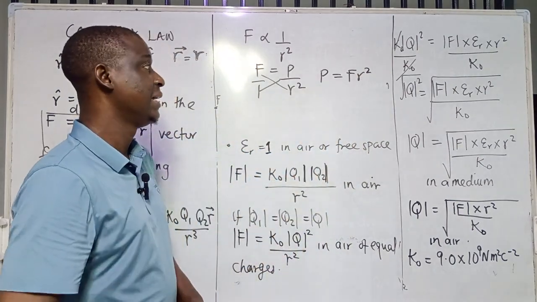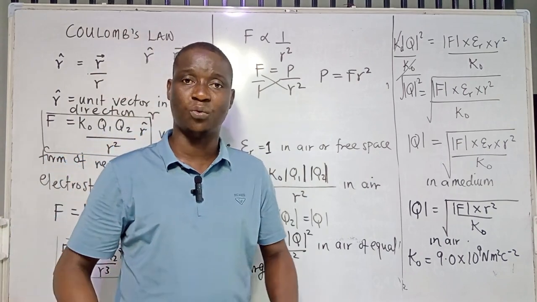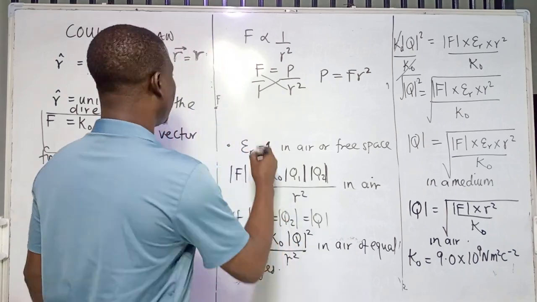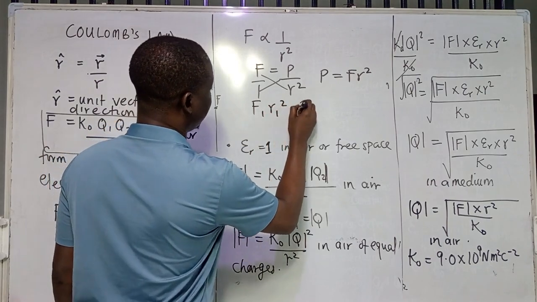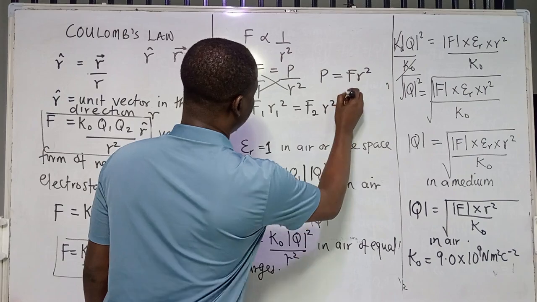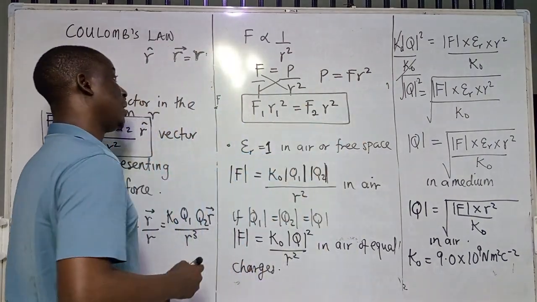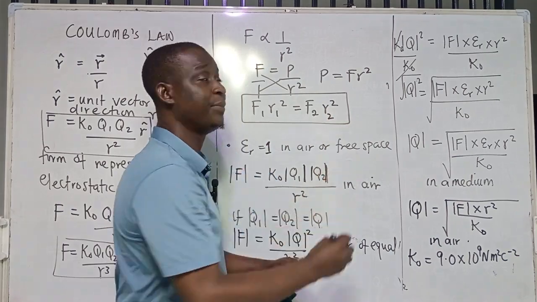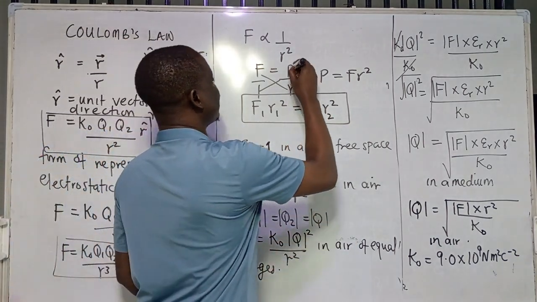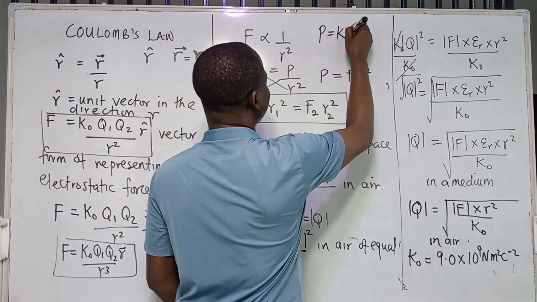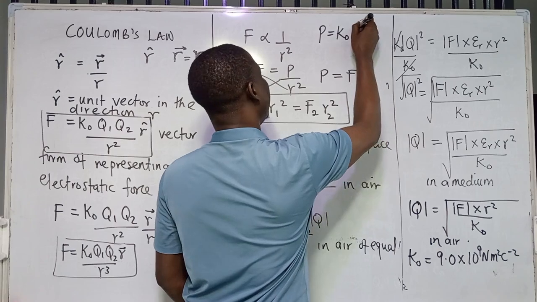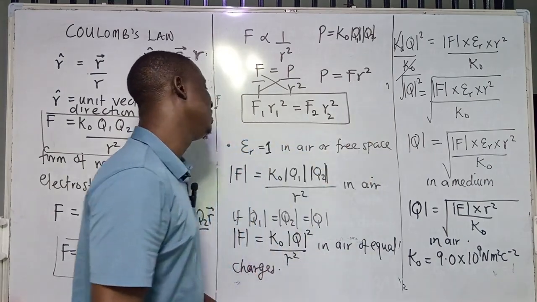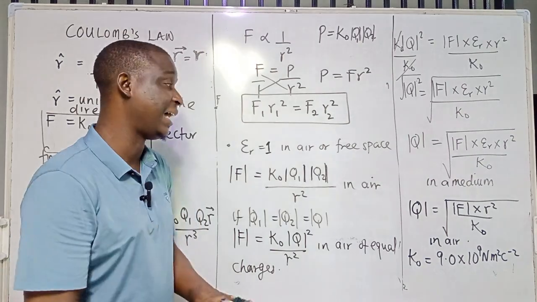Now, let's create a case where there are two different forces with two different distances, R1 and R2. We are going to have F1 R1 squared equal to F2 R2 squared. That means you keep the charges constant. Our P is constant, K, let's say in air, and Q1 and Q2 are also kept constant for the two charges. You only vary the force and the distance.